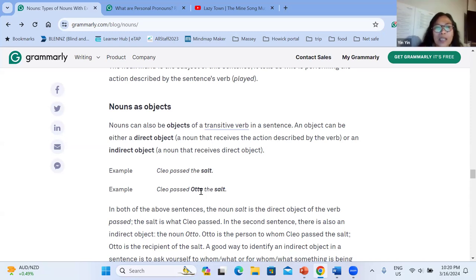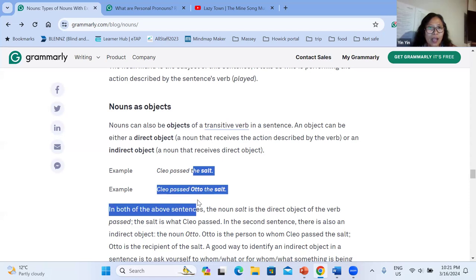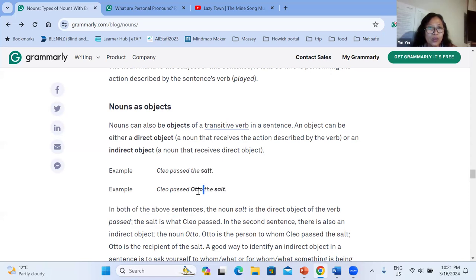Any kind of the auto object can be an indirect object, an indirect object to a direct object. Got it? So Cleo passed the salt. Cleo is a subject, salt is the object, right? That is the direct object, right?